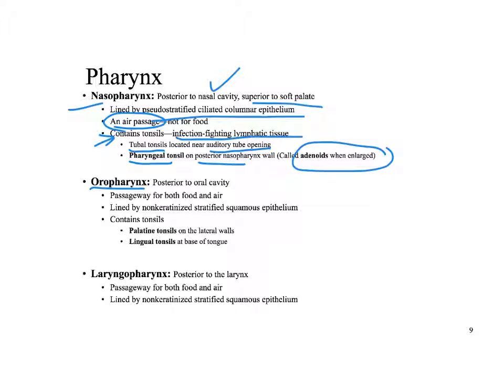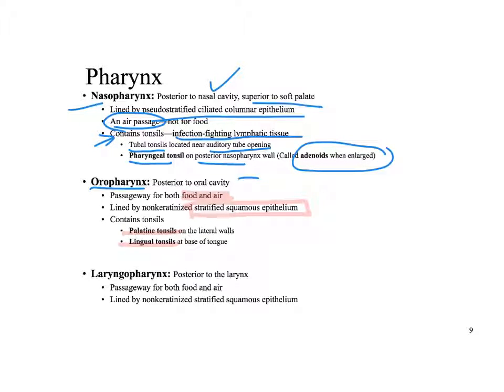Okay, now oropharynx is posterior to the oral cavity. Now it's a little different, right? Because food can pass through there. Okay, so it has non-keratinized stratified squamous epithelium. Okay, so different. Okay, it's got 2 sets of tonsils. So it's got palatine tonsils on the side walls, and then lingual tonsils at the base of the tongue.